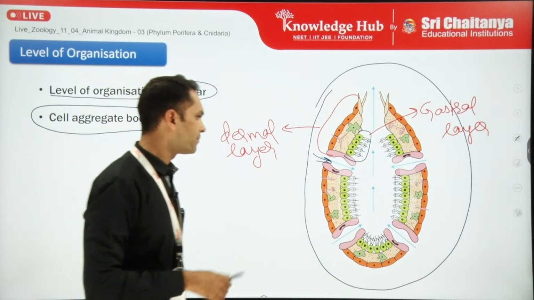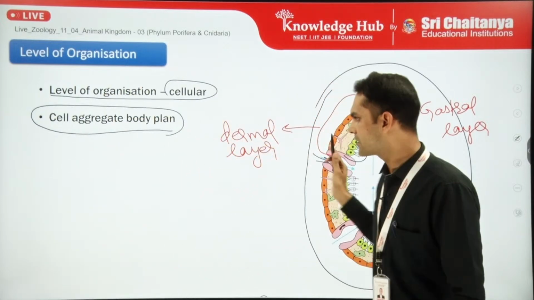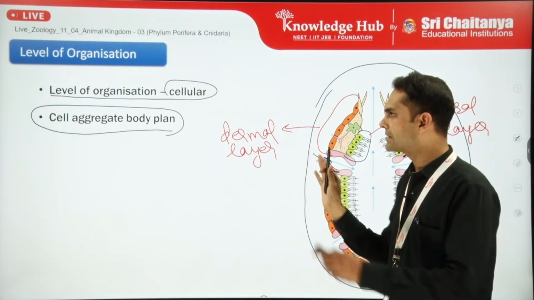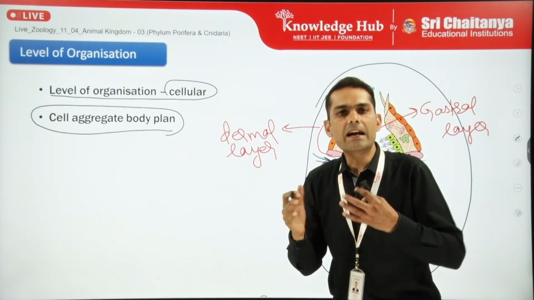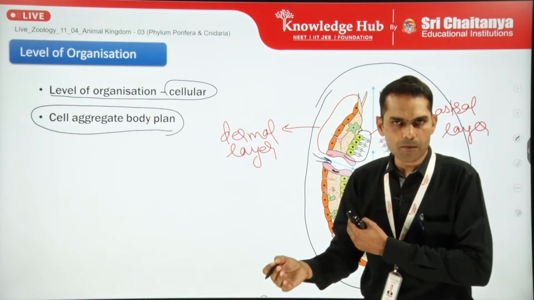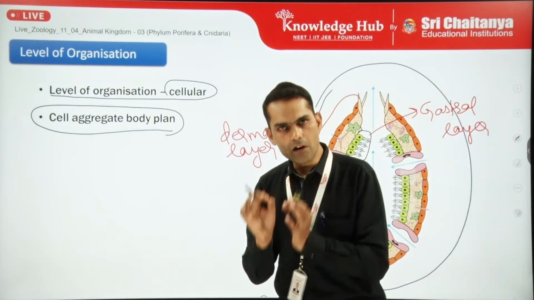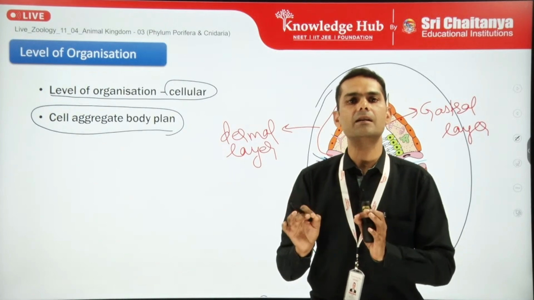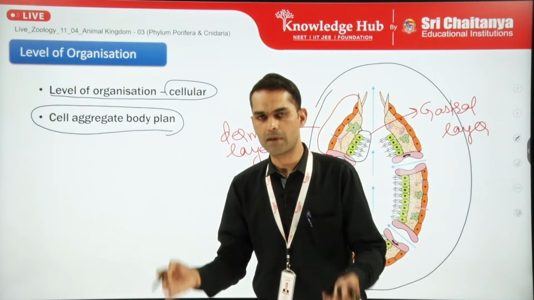Fine. So we are going to study further how these layers are made. The level of organization is the cellular level of organization and the cell aggregated body plan. We sometimes also use the term loose aggregation of cells, in which the cells have little coordination and little division of labor present among themselves. Each cell behaves in an independent manner.